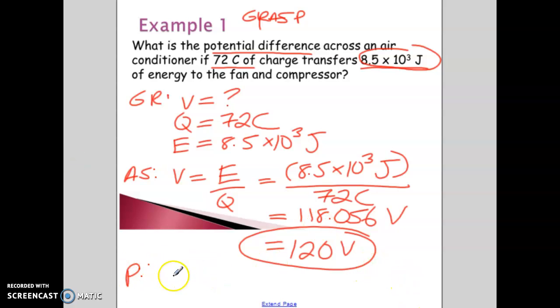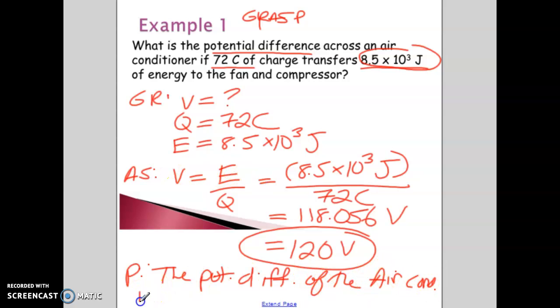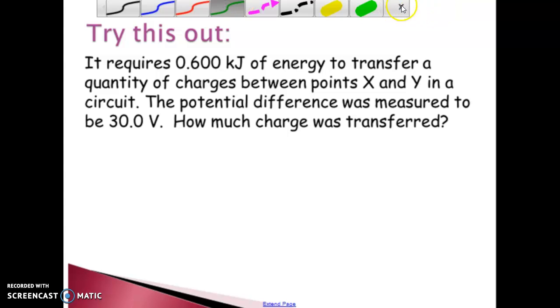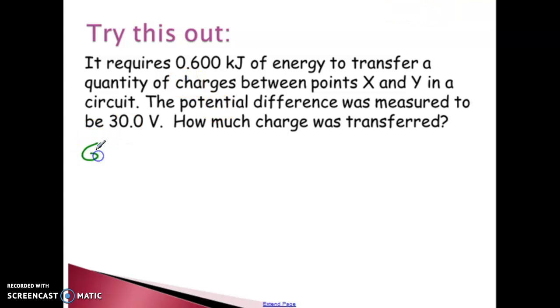Then we can say the potential difference of the air conditioner is 120 volts. Give this one a try, pause the video, and remember to use GRASP and see how you do. Okay, so let's get going here.